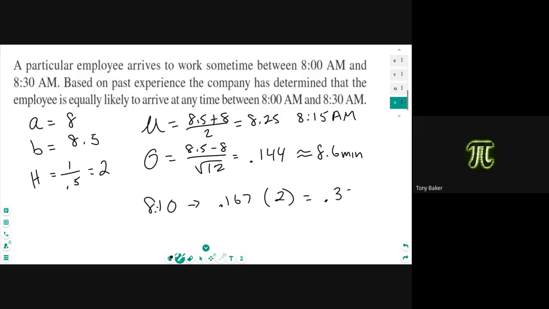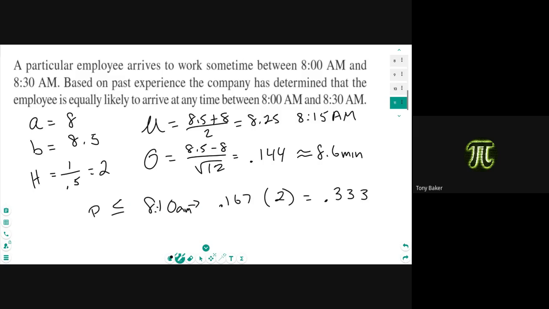So 0.333 is the probability that she would be there, that it's less than or equal to 8:10. Not a colon after that or a decimal? Oh, that's a colon. That's 8:10 a.m. That's the problem when you're dealing with time, is that it's not out of 100. So it makes it really hard sometimes to do those calculations.